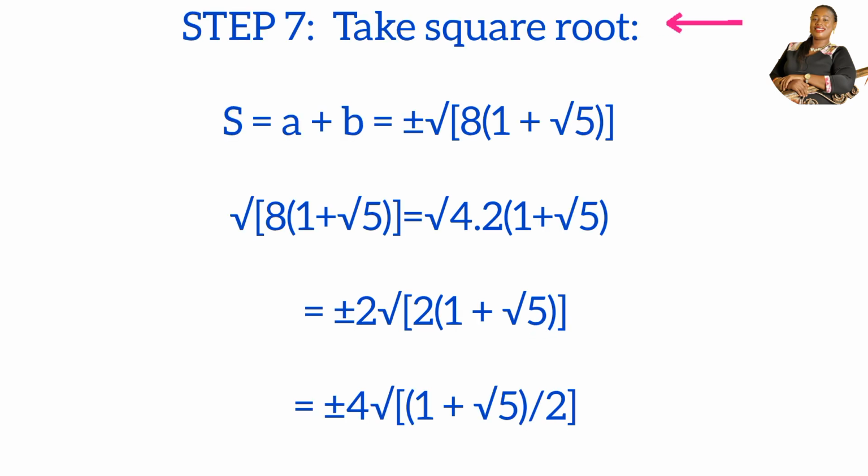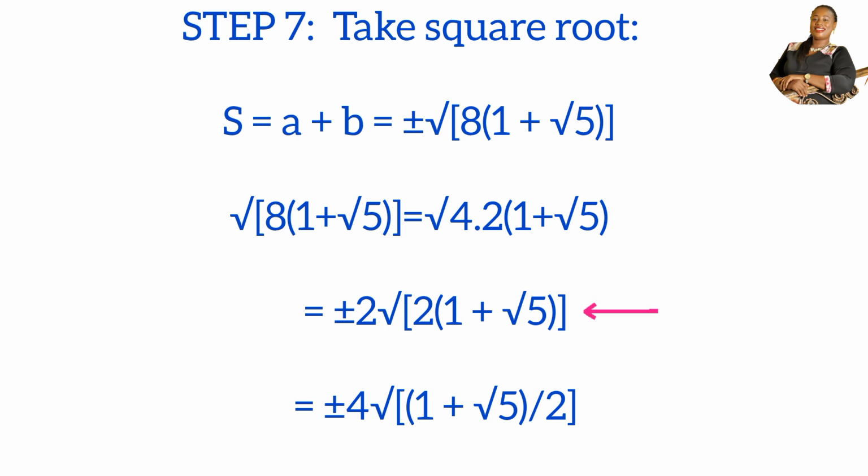Step 7. Now to find s, which is a plus b, we take the square root of both sides. So s equals plus or minus the square root of 8 times (1 plus root 5). We can simplify this step by step. First, split the square root: the square root of 4 times 2 times (1 plus root 5). The square root of 4 is 2, so we bring that out. So s equals plus or minus 2 root 2 times (1 plus root 5).